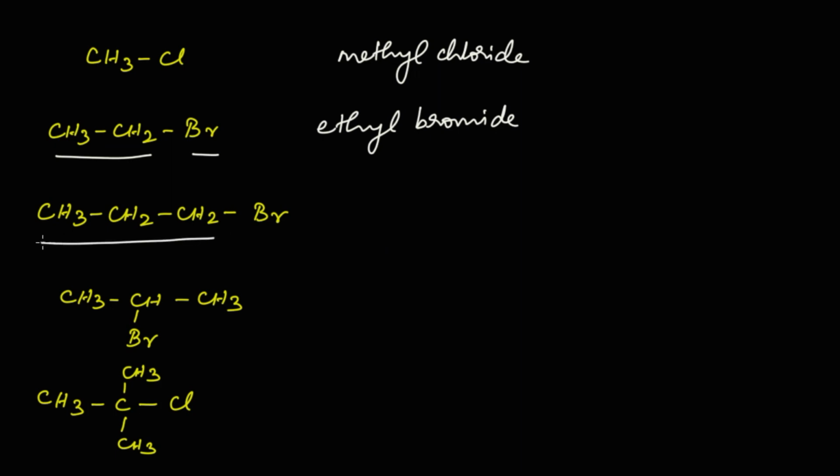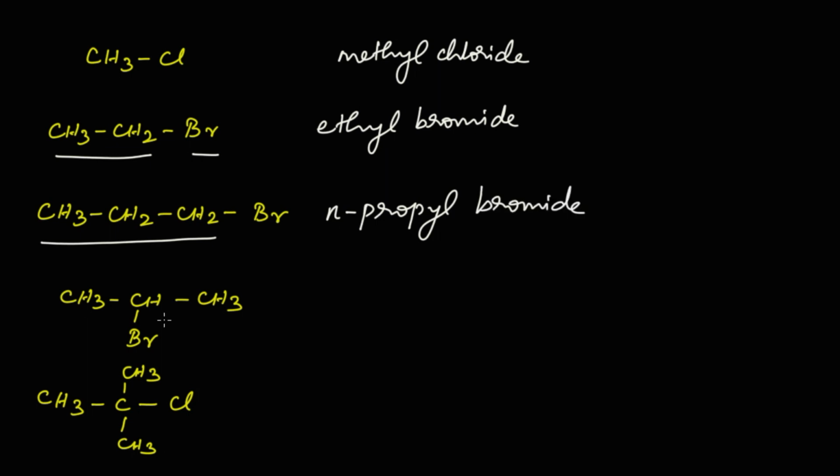Here, three carbons are there. This is known as propyl. If it is three or more carbons, we need to check whether it is a straight chain or has a side chain. Here it is a straight chain, so we add n-propyl. N-propyl bromide, because bromine is present.